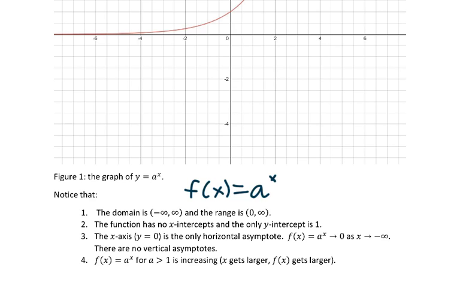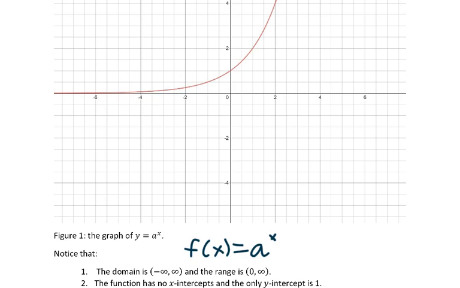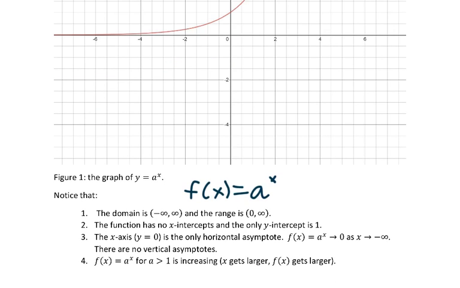There are no x-intercepts, as we just said. It never intersects the x-axis. And the only time it crosses the y-axis is here, which turns out to be 1. And again, we already knew that because if you do f of 0, which is a to the 0, that's 1.